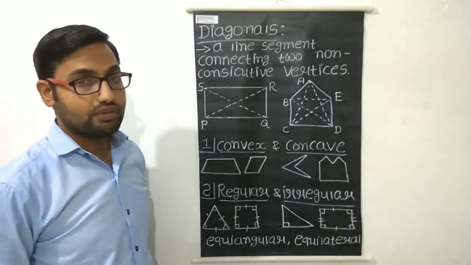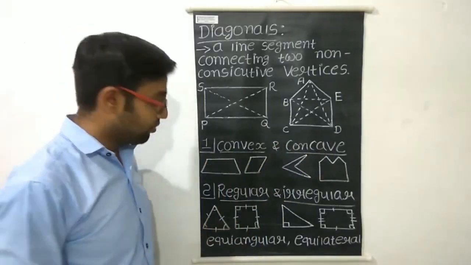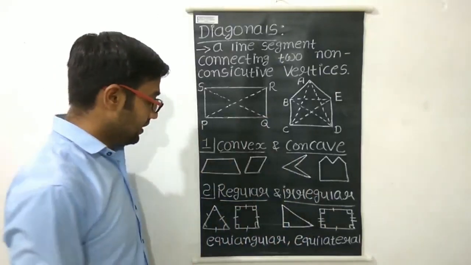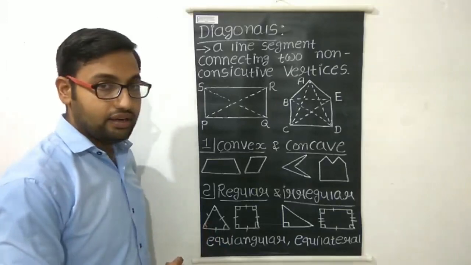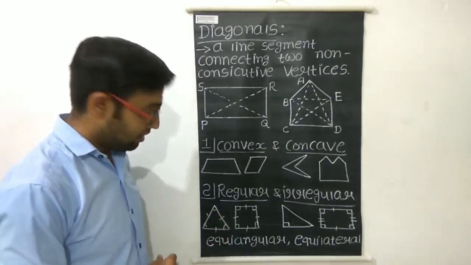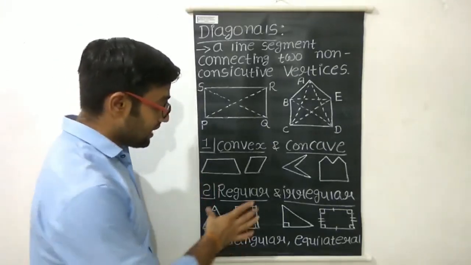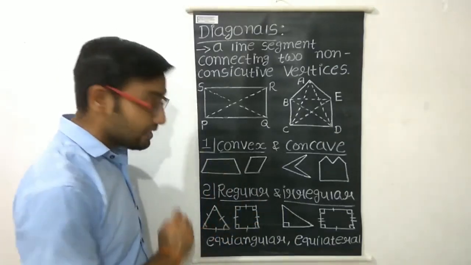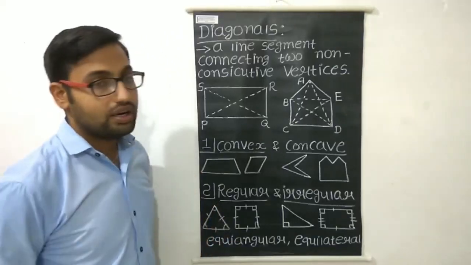Right? Okay. Now in another way also we can classify the polygon, like regular polygon or irregular polygon. So which are called the regular polygons? See, this is a triangle. If this triangle has all the sides equal and all the angles equal, then that shape is called a regular polygon. Like in this triangle, all the sides are equal and all the angles are equal. So this is called a regular polygon or regular triangle.